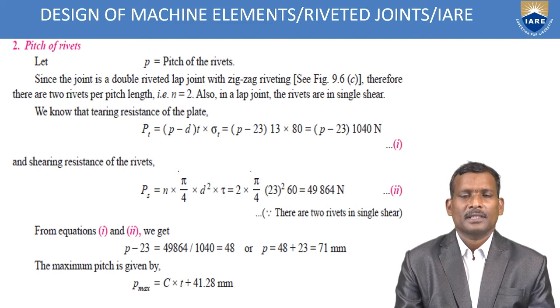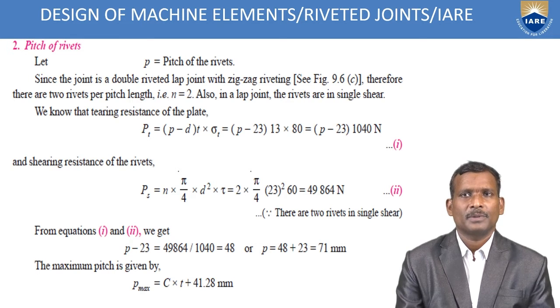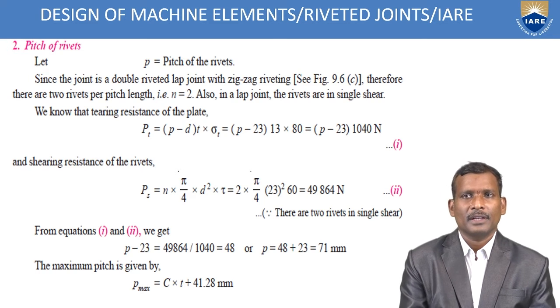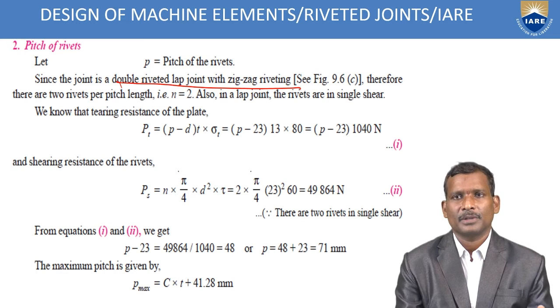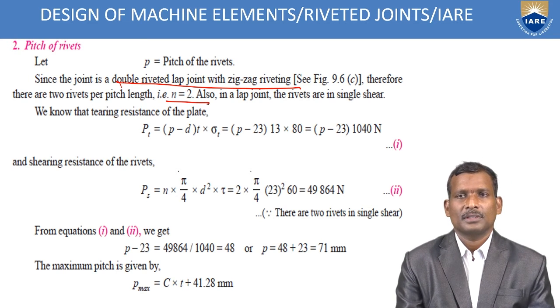After that, the second step is the pitch of the rivet. Calculate the pitch of the rivet. Pitch is also not available here. For a double riveted lap joint with zigzag riveting, we have already seen the figure in the previous session. There are two rivets per pitch length. So N is equal to 2, that is double riveted, so the number of rivets here is 2.